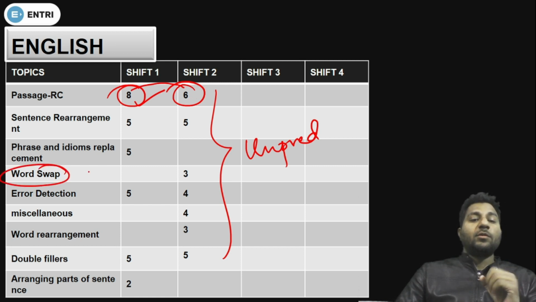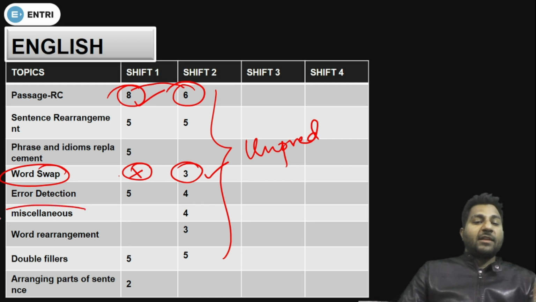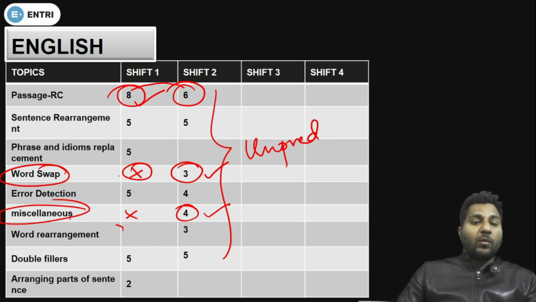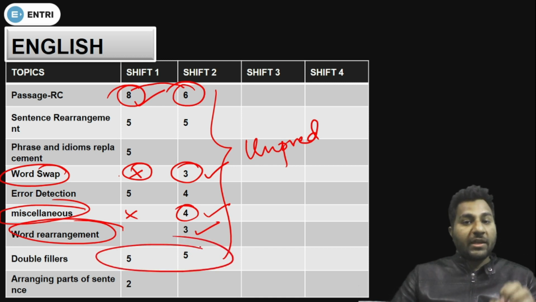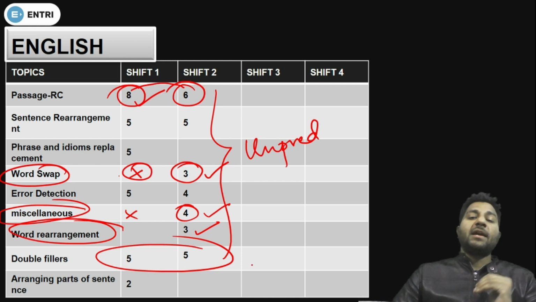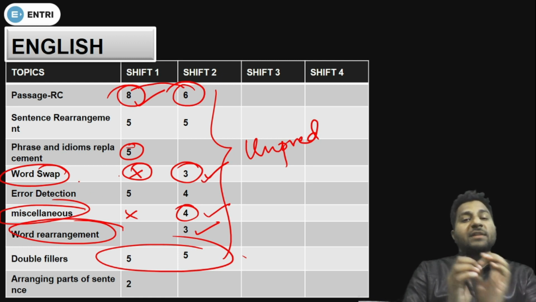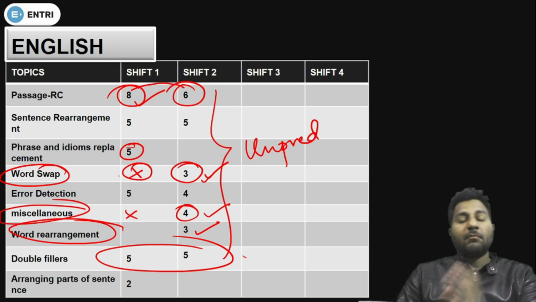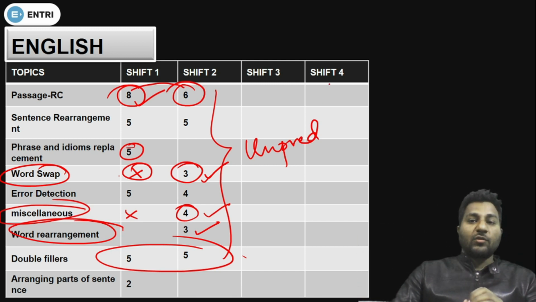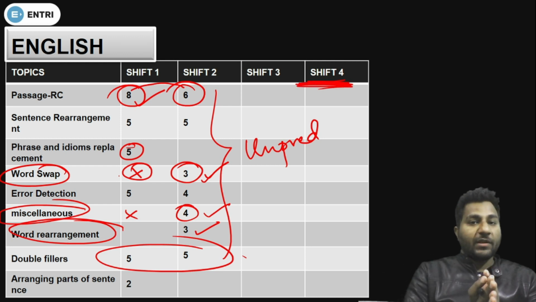Look at this. In the first shift you did not get word swap, but in the second shift you have got it. In the miscellaneous part, you didn't get any in the first shift, but in the second shift you have got it. Word rearrangement you have got in the second shift. Yes, double fillers are the new thing you are getting consistently in the SBI PO level examination. You might also get phrase and idiom replacement. So remember, whichever part has arrived in the second shift must continue for the next shift as well, because only four shifts will be the change. So you will be getting lots of questions on that.